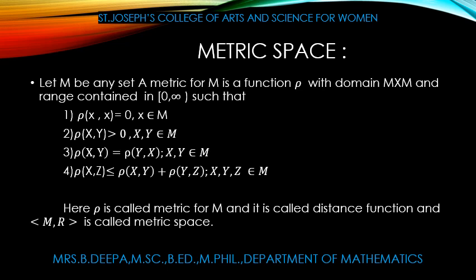For all x comma y comma z belongs to M, rho is called a metric for M and it is called distance function, and M comma rho is called a metric space.